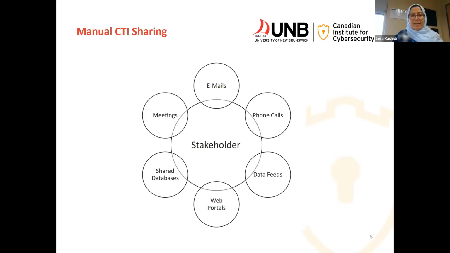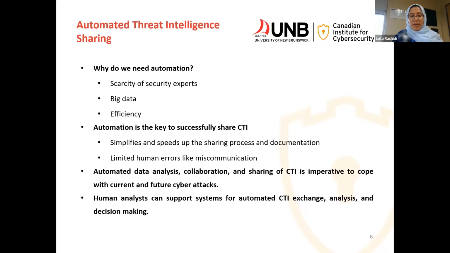In the past, CTI was shared manually using tools such as email, phone calls, meetings, shared databases, web portals, and also data feeds. In the next slide, I present to you why we need automation, and why manual CTI sharing is not applicable nowadays. We need automation to share cyber threat intelligence because of a scarcity of security experts, because we need to deal with big data. The volume of data generated per day is very large. And also, we need time efficiency, and timing is very important. So automation is the key to successfully share cyber threat intelligence.